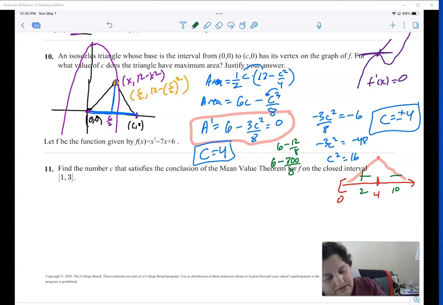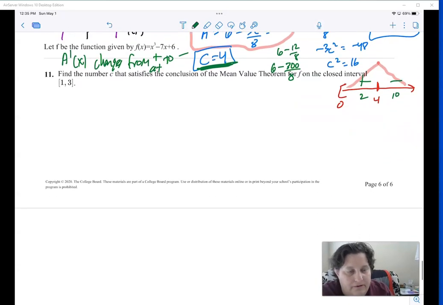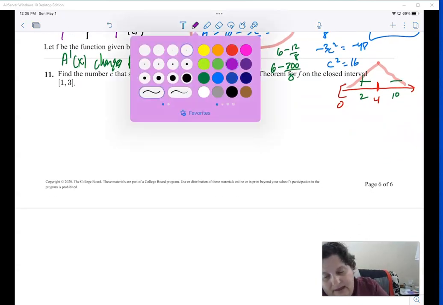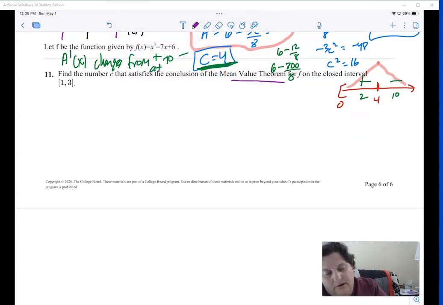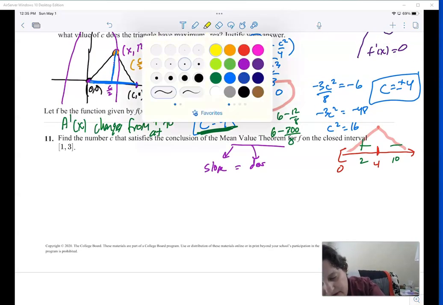So justify always: A prime of c changes from positive to negative at c equals 4. Therefore maximizing the area. Right? Okay, cool. Some of these are tricky, man, but I like them. And mean value theorem. Okay, you guys got to memorize that. What mean value theorem means to me is derivative, like calculating it. Oh, this is the same question. Oh no, this is this question. Okay, sorry, I missed that.